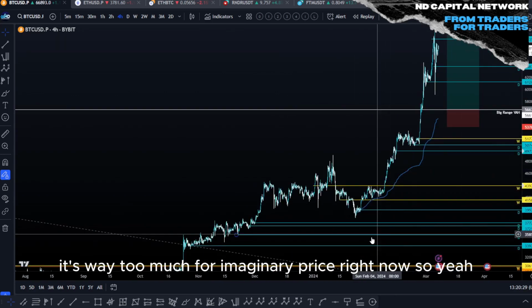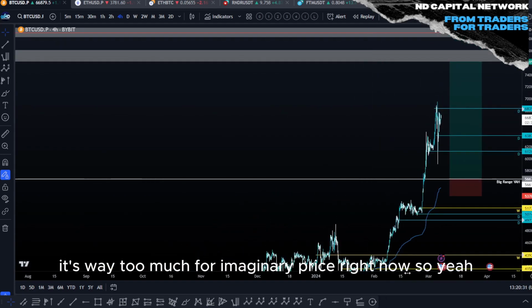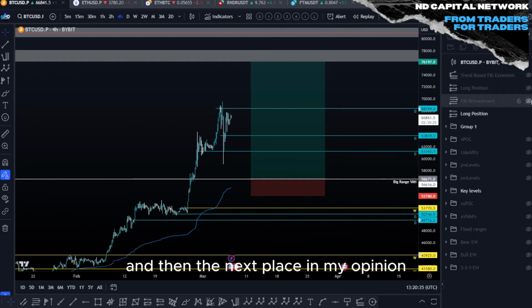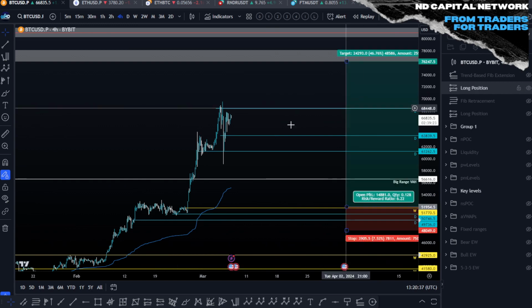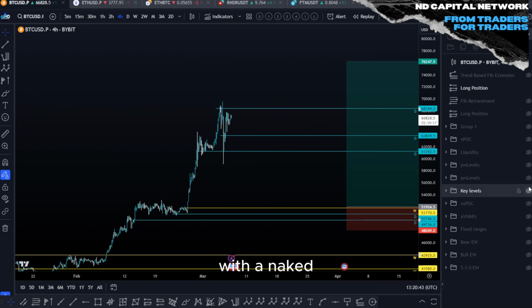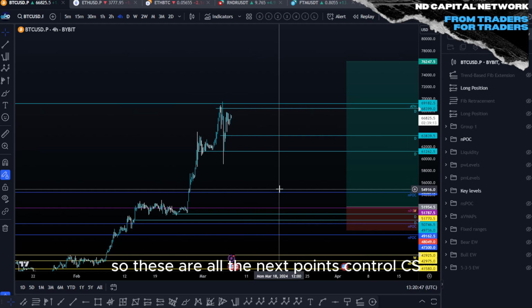It's way too much of an imaginary price right now. So yeah, this is the first area where you should be looking for a long setup, and then the next place in my opinion will be this weekly from here. Why? Well, it also coincides with a naked monthly point of control. So these are all the naked point of controls.